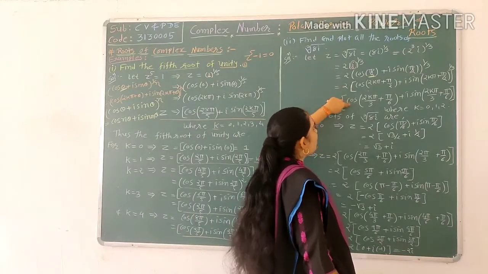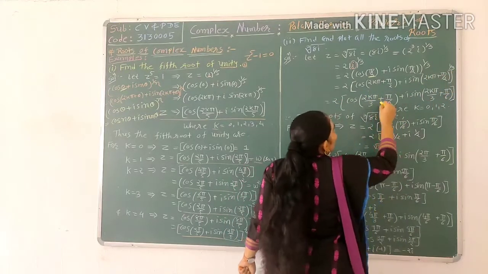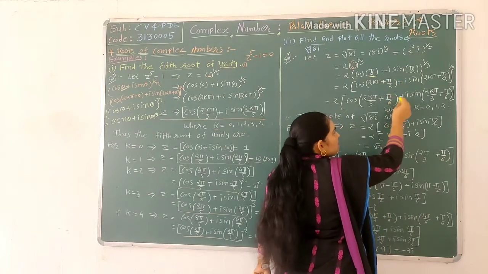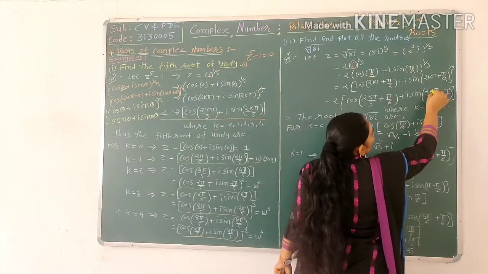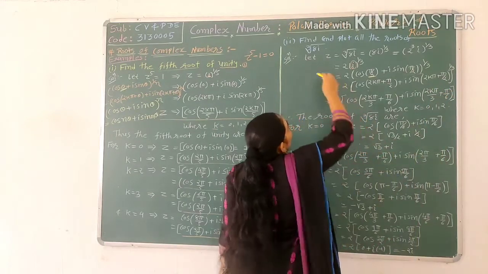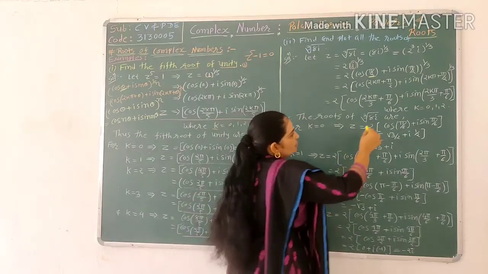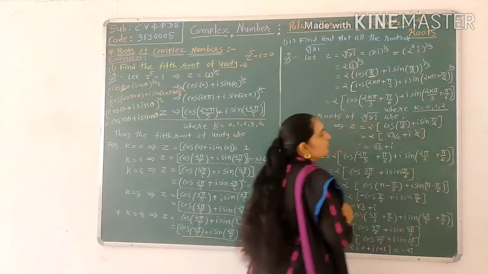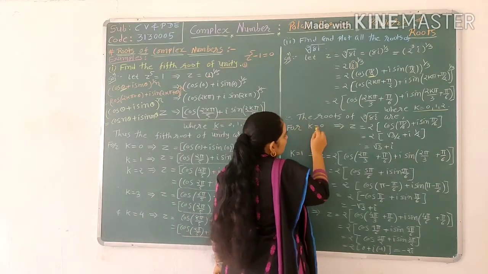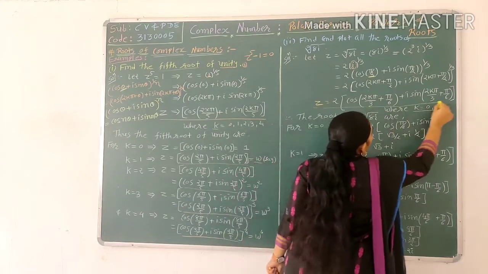Therefore, z = 2 [cos((2kπ/3) + π/2 × 1/3) + i sin((2kπ/3) + π/6)]. We have to find the cube root of 8i, which means for k we have to put 0, 1 and 2. First, we put k = 0 in this equation.